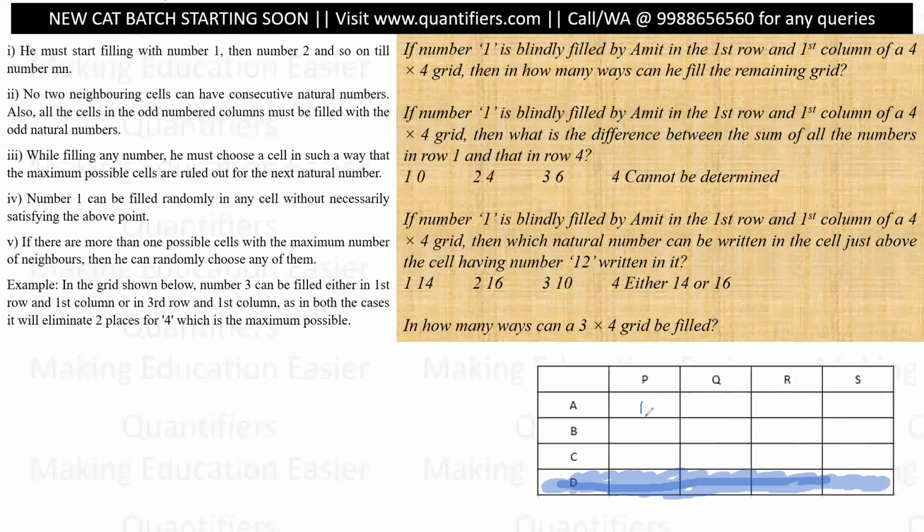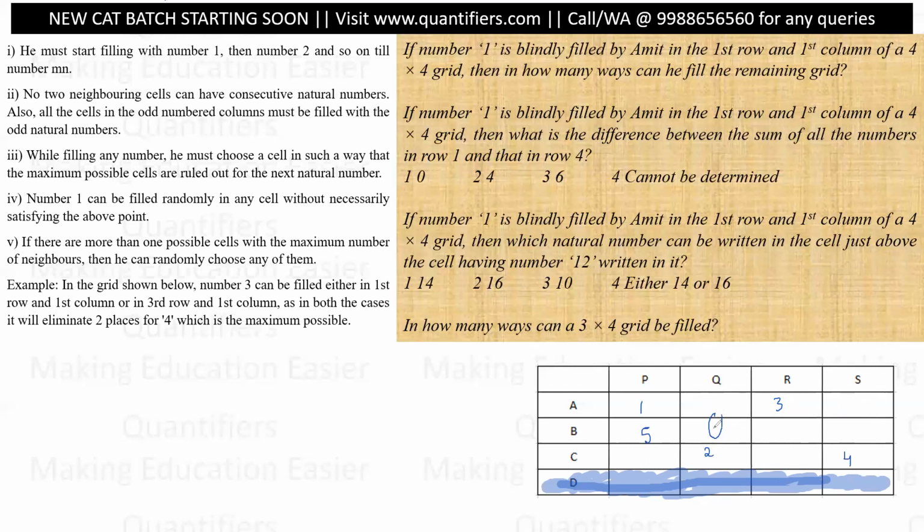Let us fill 1 over here. If I am filling 1 over here, these 2 places are eliminated for 2. Now, even in this case, I will fill 2 over here, right? Because it will eliminate 4 possibilities for 3. So 2 is filled over here, right? Now 3 cannot be here or here. So 3 will definitely be here. Now 4 cannot be here. 4 will definitely be here. 5 cannot be here. 5 will be here.